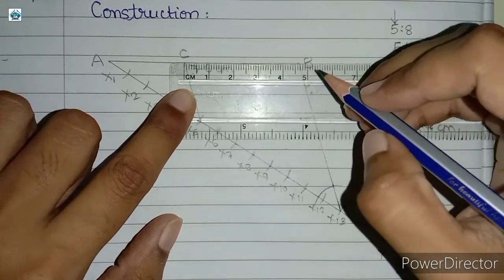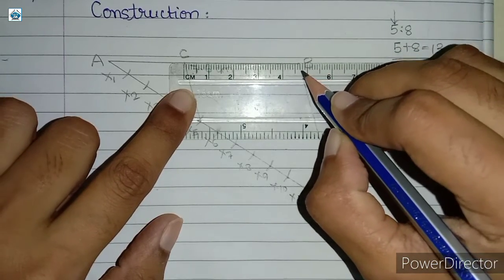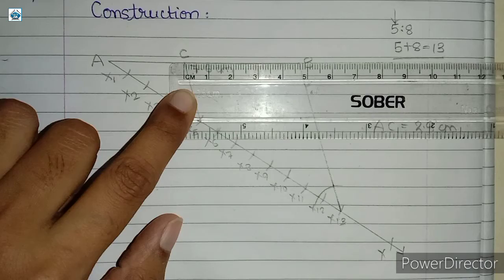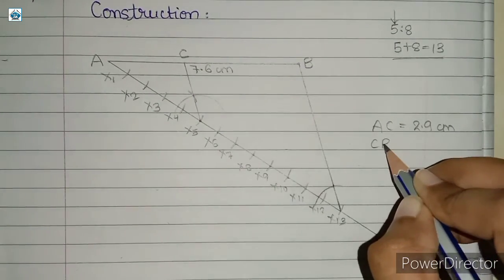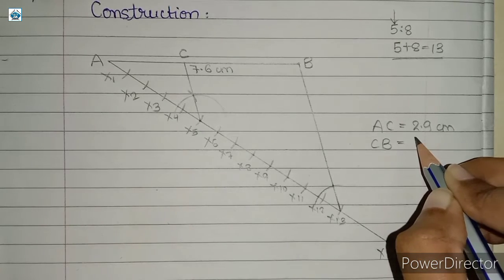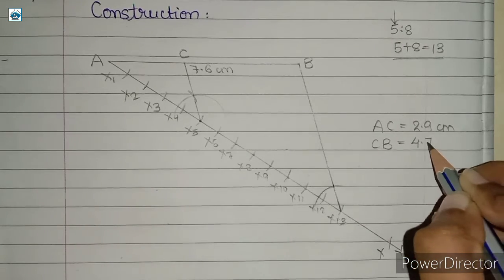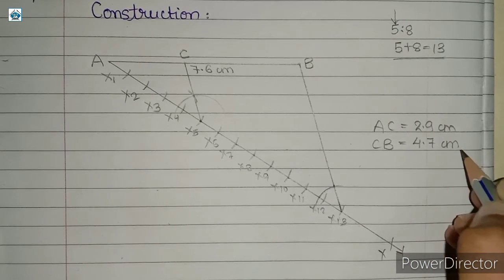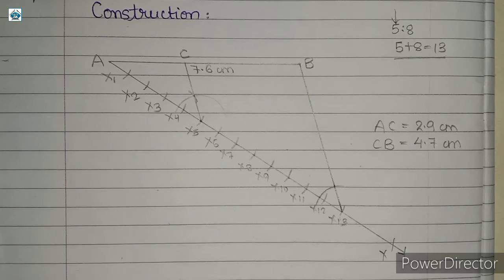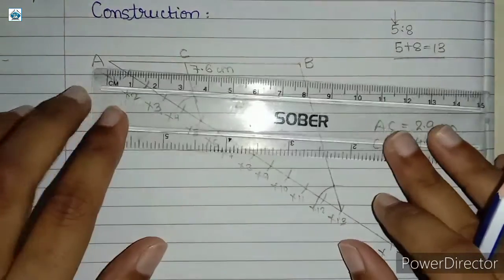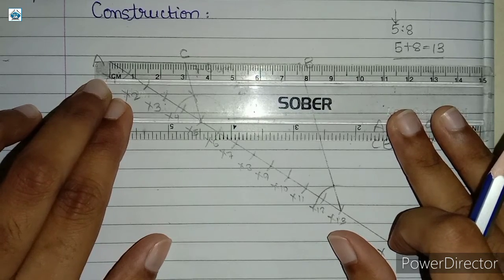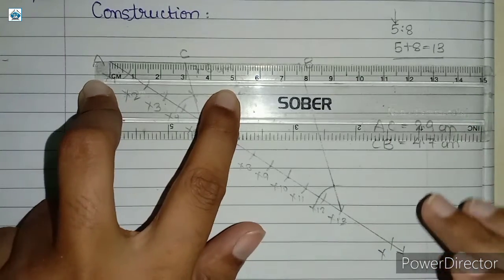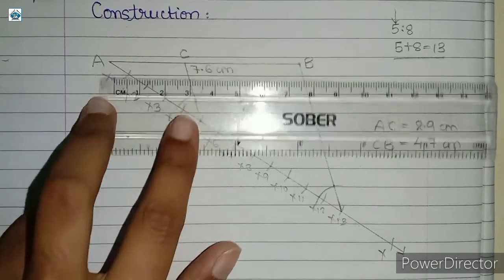This measures 4.7 centimeter, as you all can see. So we'll write the measurement as well. CB is equal to 4.7 centimeter. So in all, we have divided this line segment AB that measures 7.6 centimeter in the ratio 5:8.